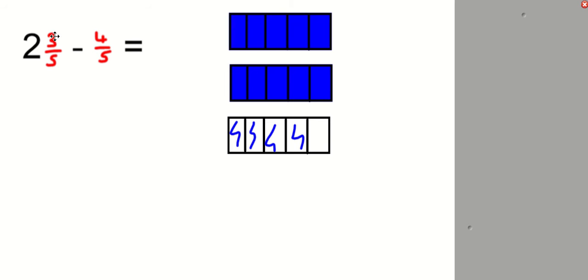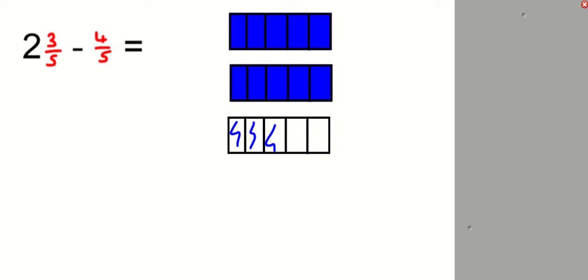So I've got 2 3/5 subtract 4/5. What have I represented here? Okay, hopefully you've realised that I've represented 2 4/5. Now that is not what I'm starting with in this question here, so I need to rub out one of them. Now it's right. Now I'm representing 2 3/5.